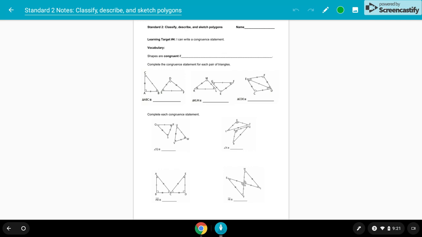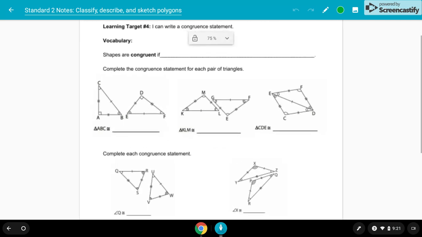Standard 2: classify, describe, and sketch polygons. The last learning target is I can write a congruence statement.